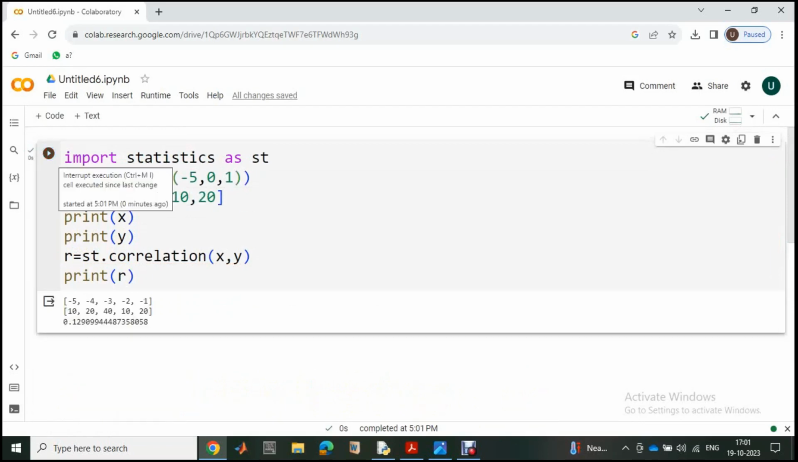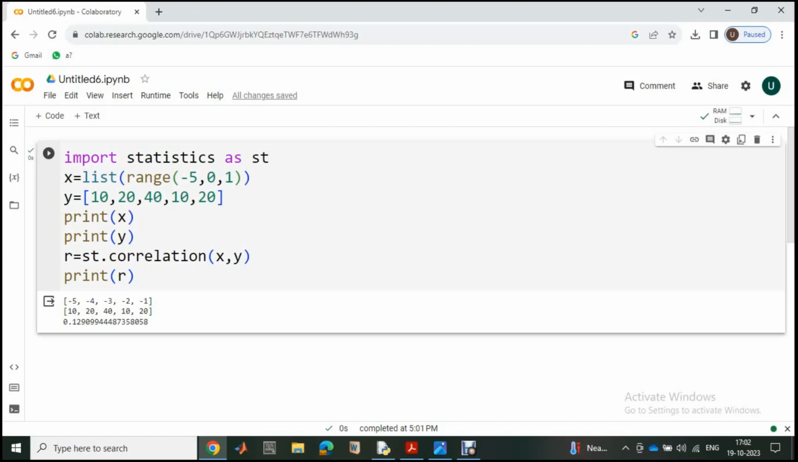Now you see here, in this case, x is absolutely increasing because it starts from minus 5, then minus 4, minus 3, minus 2, minus 1. And coming to y data, it is random. It is neither increasing nor decreasing: 10, then 20, then 40, then decreased to 10, then increased again. It is changing randomly.